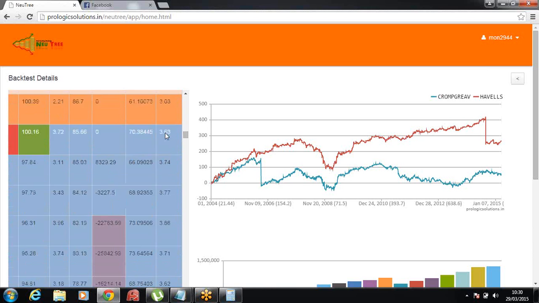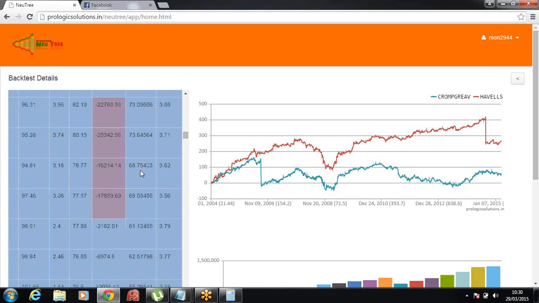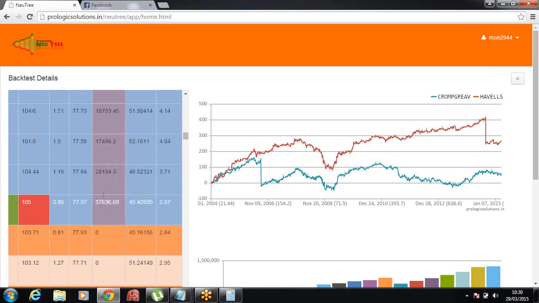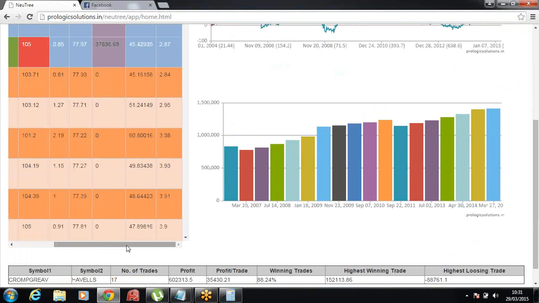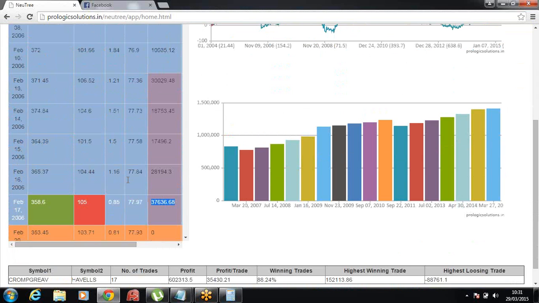So we have one more trade here, 70% correlation. 3.72 is your entry, 85% is your correlation, 70% is your RSI, and then you can see the profit at which it ended, that is 37,000 rupees profit on this particular trade.